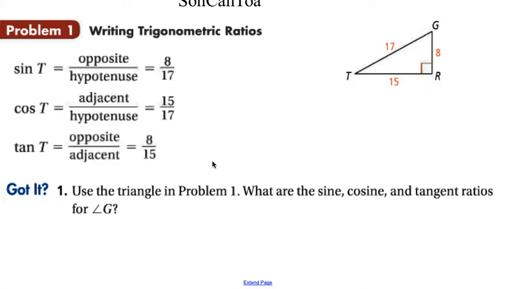So here's a chance for you to try this on your own. Now let's change your reference angle. Instead of angle T, let's move you up to angle G in the same triangle. See if you can find the ratios for sine, cosine, and tangent for angle G. Go ahead and pause the video and we'll give you the answers when you get back.